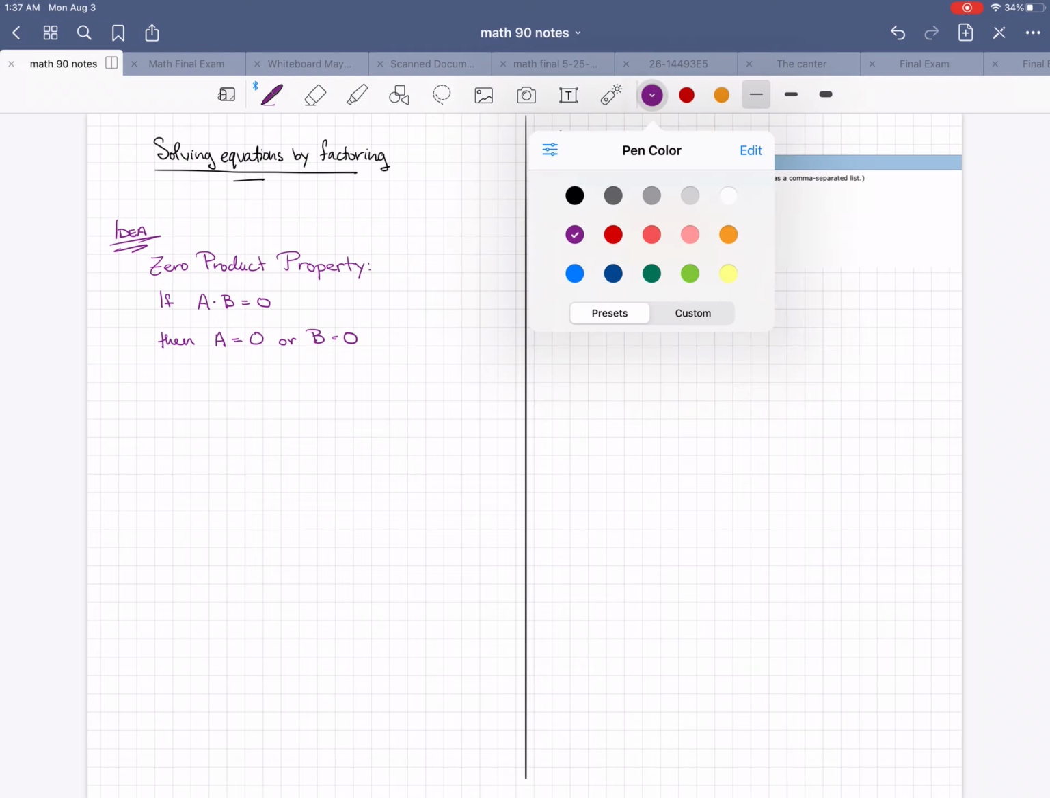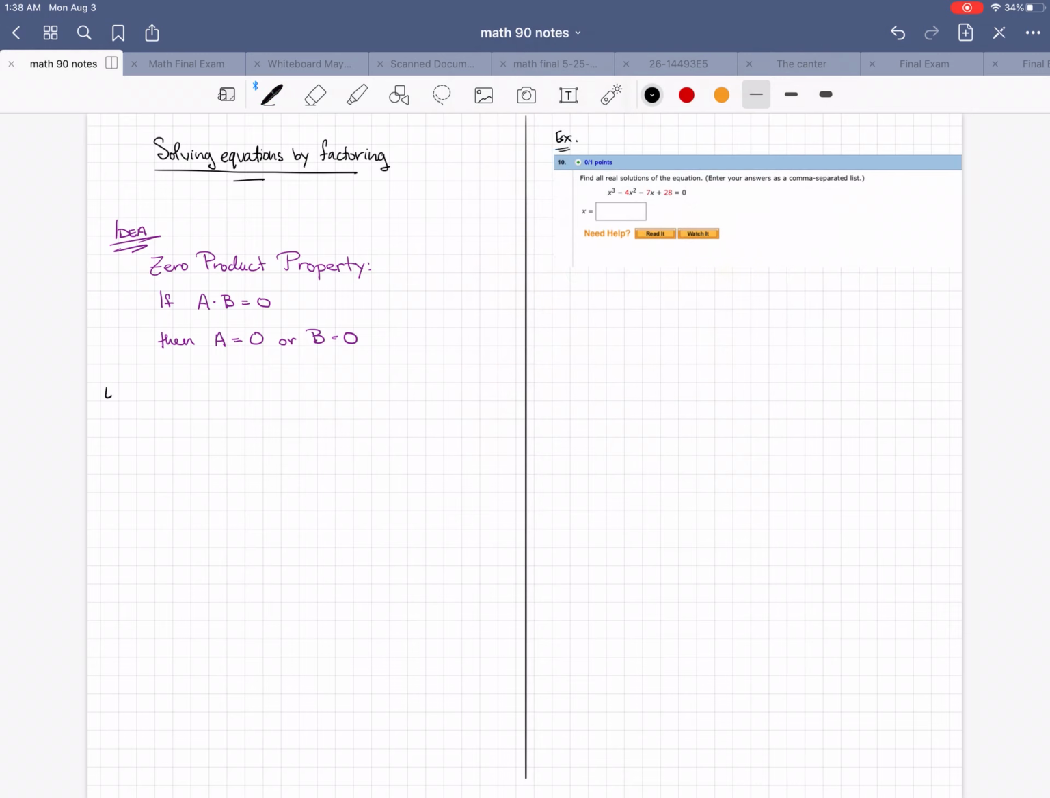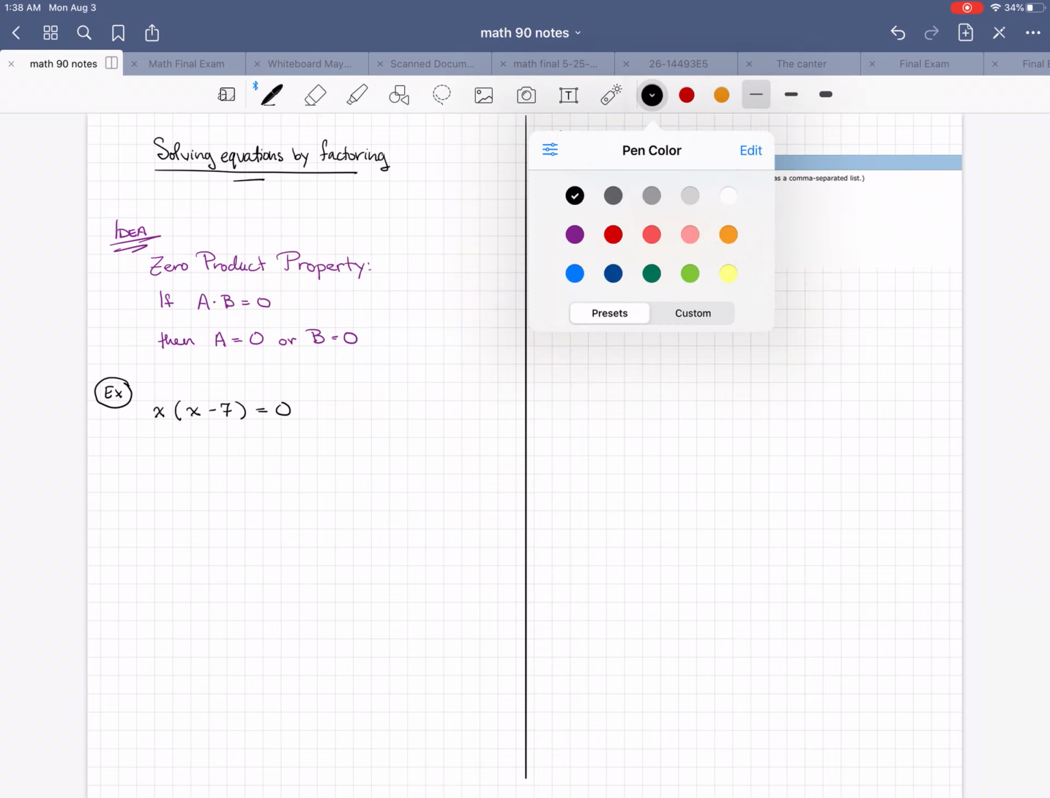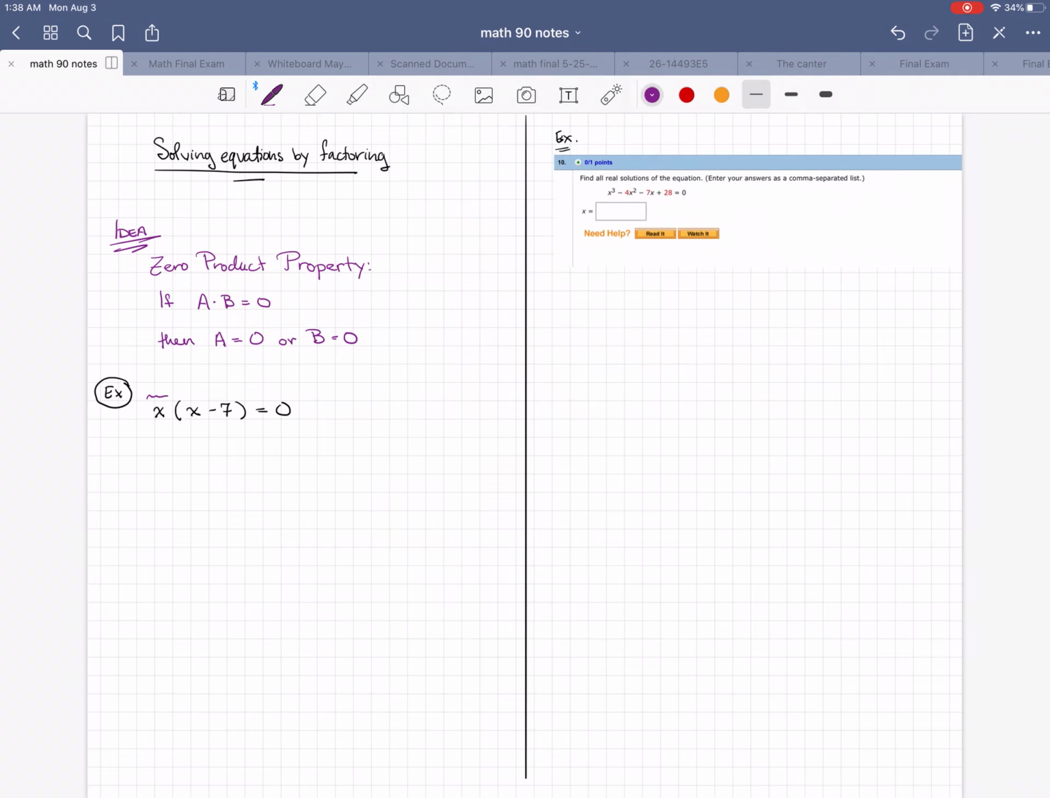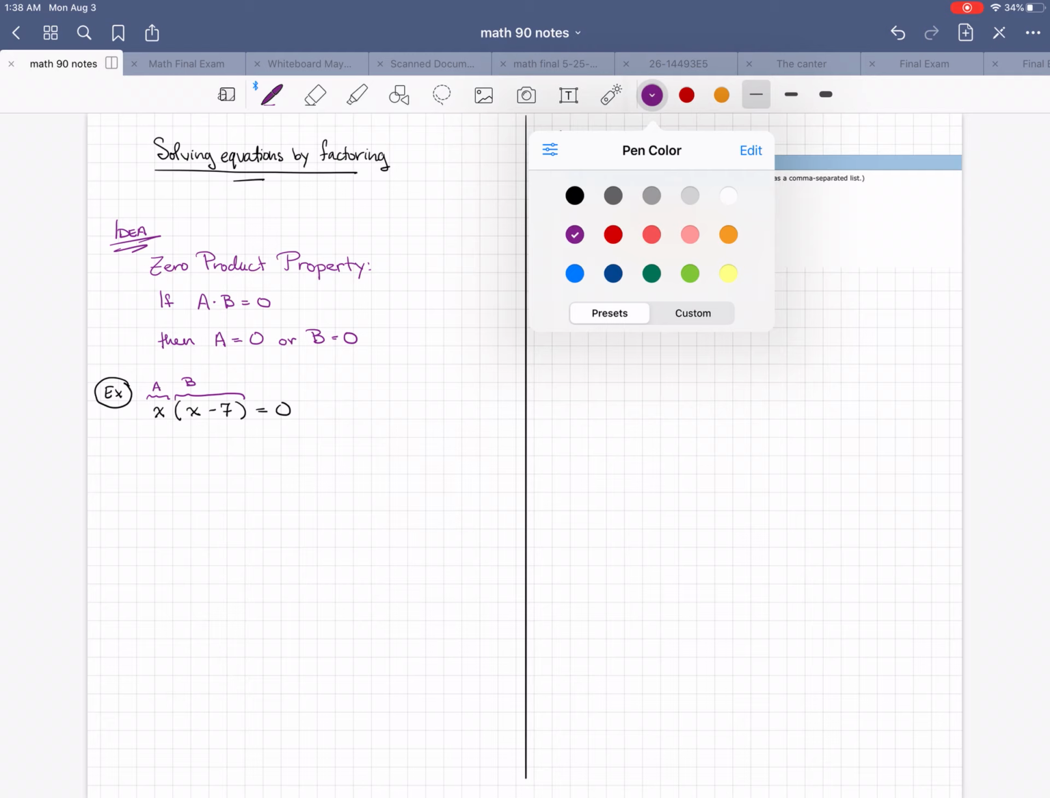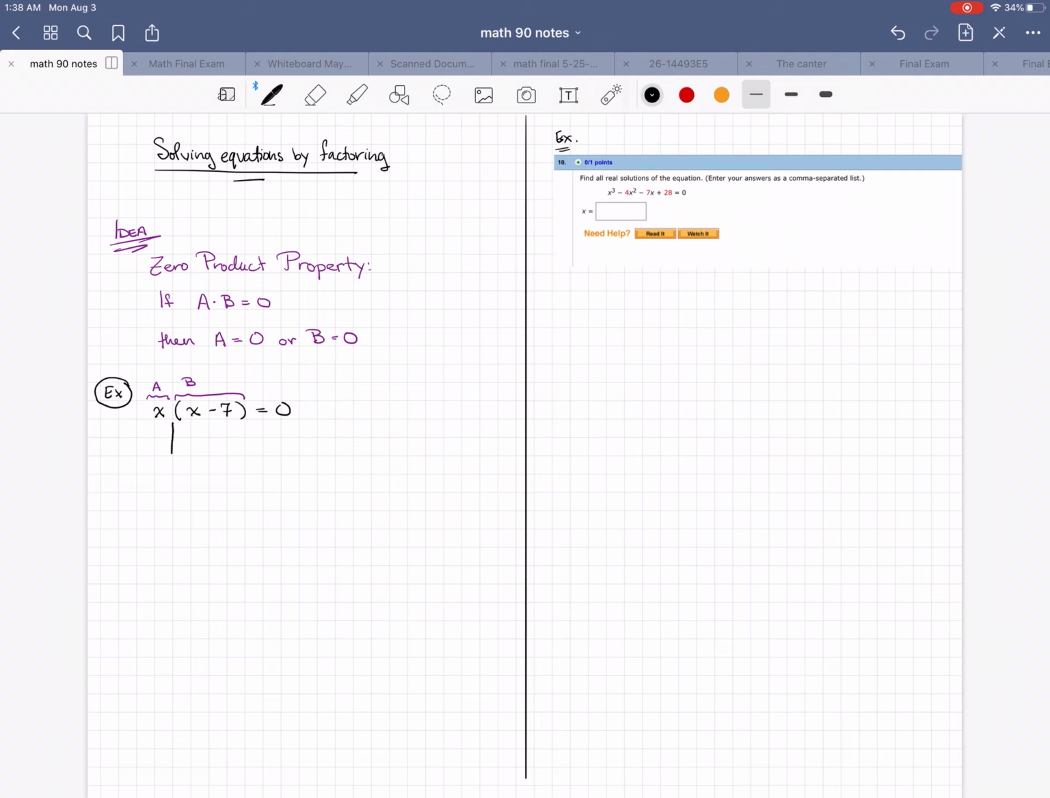So the way that I have before, I want to do a few examples that escalate in difficulty. So let's say that we have x times x minus 7 is equal to 0, right? If it's helpful, going back to our idea from above, x is playing the role of A and x minus 7 is playing the role of B. So I'm telling you that if these two things multiply to 0, that happens either when x is 0 or when x minus 7 is 0.